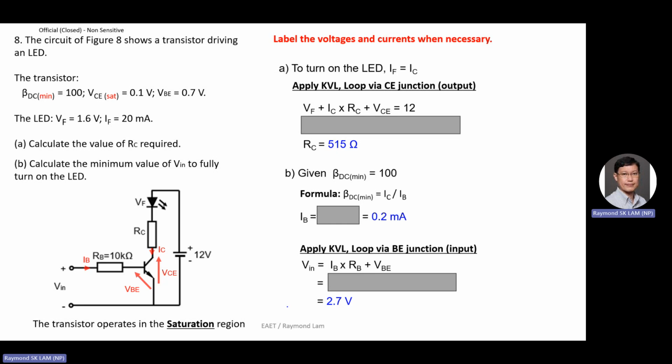Then the second region: when you increase V in to a higher voltage, for example maybe 2 volt, then you will have some current flowing through the transistor. Then you will have IC equal to beta IB, a much larger current for IC. So this is called the active region. So what you need to do is set V in to a higher voltage like 2 volt.